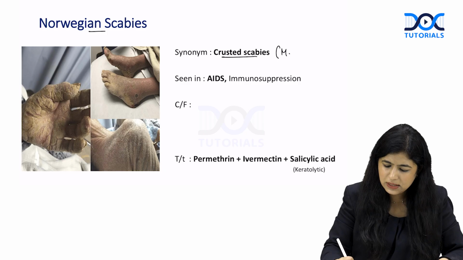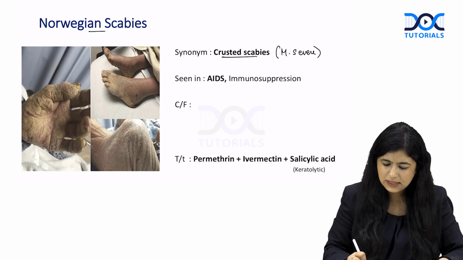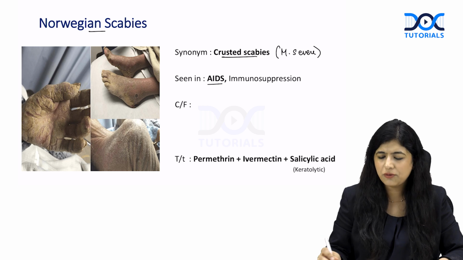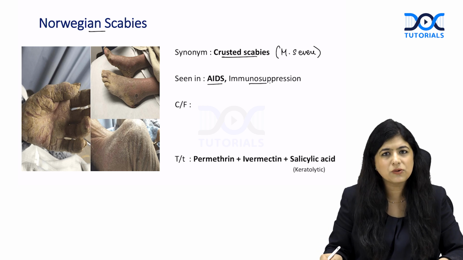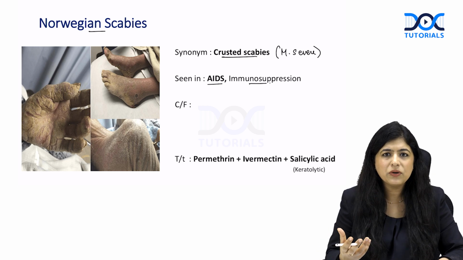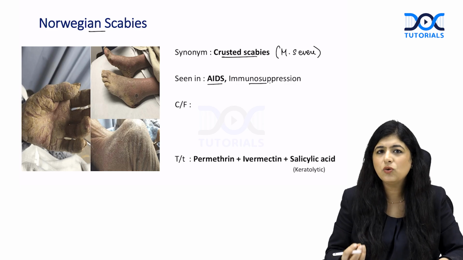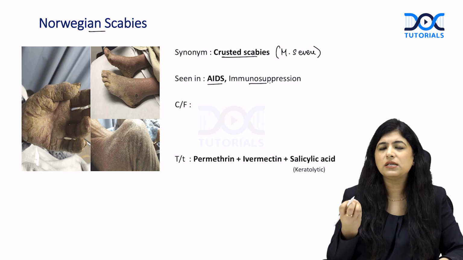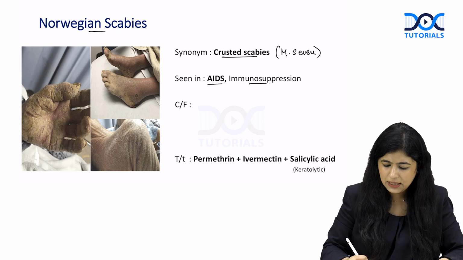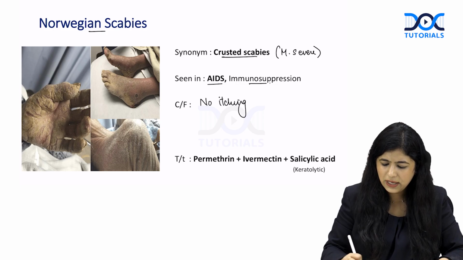It is the most severe type of scabies, seen commonly in people who may be suffering from AIDS or are immunosuppressed due to other causes. Now, when you're immunosuppressed, what happens? There is no immune response to the mite. There is no delayed type hypersensitivity. The patient does not itch. So there is no itching here.